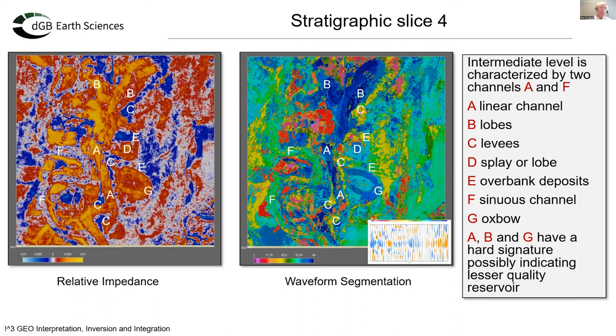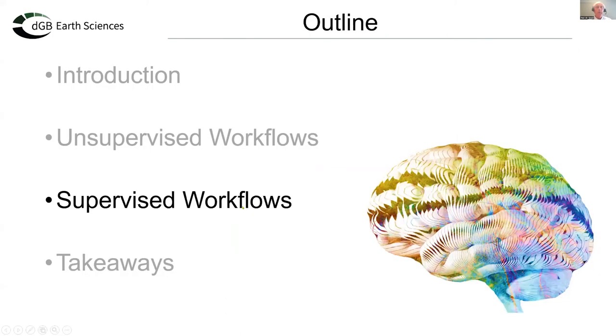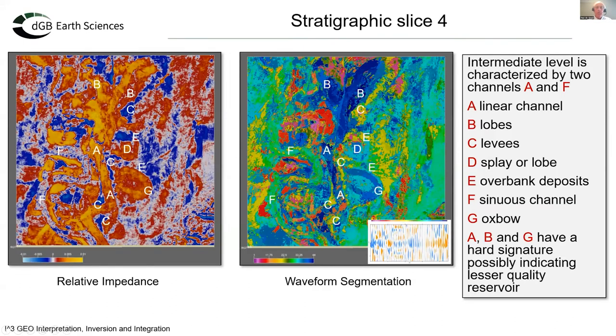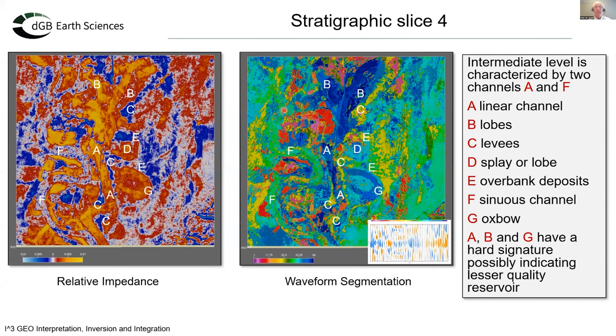Over the Maui field. Now we move a little bit higher up, and we see at the stratigraphic level, slice number 4, that we now have two main channels, A and F. This is channel F here. Let's go back. Channel A is a meandering sinuous channel, and channel, I'm in the wrong slice, this one. So here we have channel F with slice 4, there we are, sorry. This is my lower level. Channel F is a meandering channel, and channel A is a much more linear channel, and it ends in these two lobes B. In C, we now interpret levees on either side of this channel. G again is an oxbow. D is a splay or a lobe. And E is interpreted as overbank deposits. A, B, and G have a hard signature, possibly indicating lesser quality reservoir.